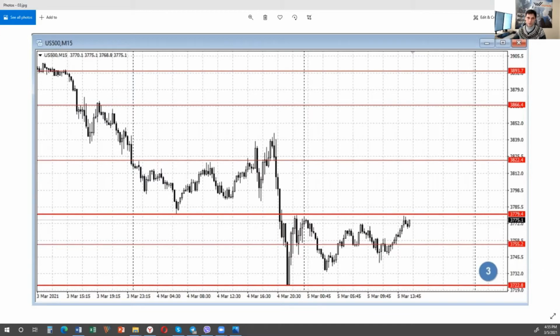Switch to the 15-minute charts, you see it. Here we see two key prices. The stop points at 3,723 here, and the resistance at 3,779 here.